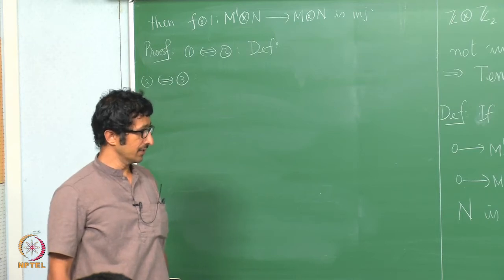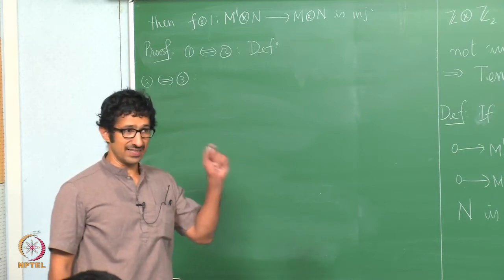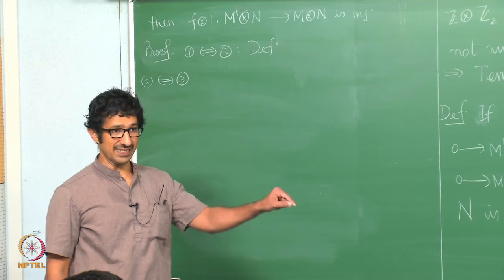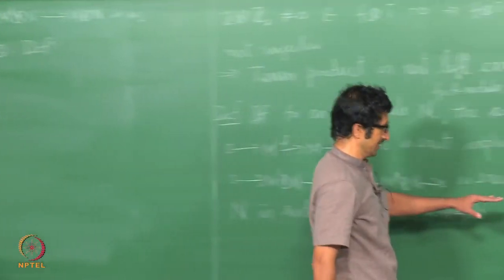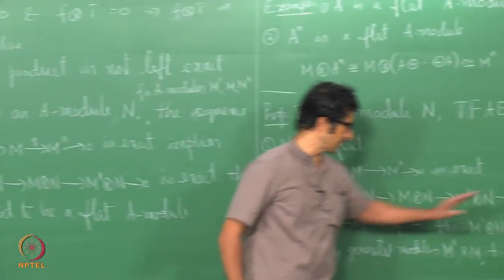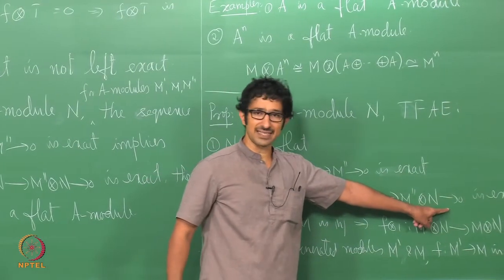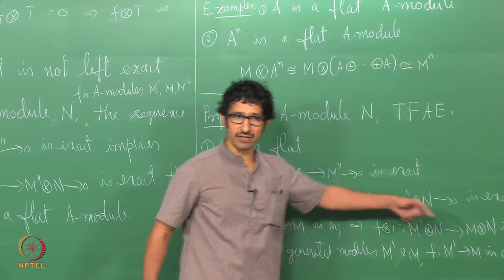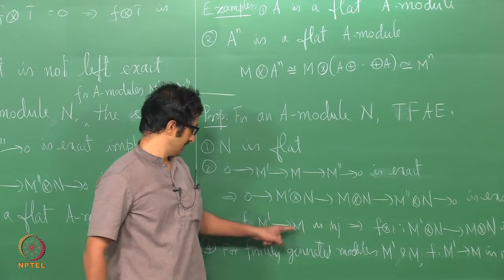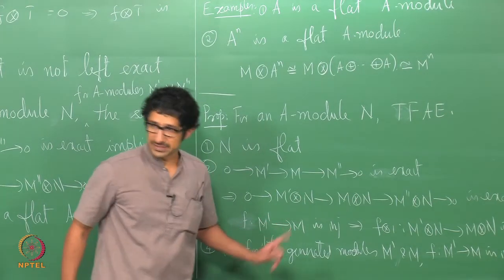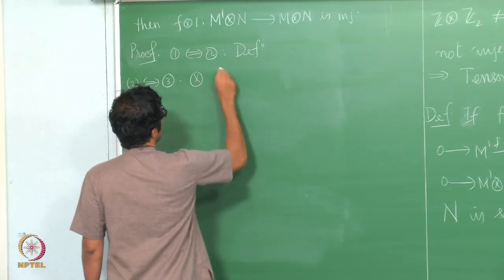We are using that tensor product is right exact. So, given this, if I have a sequence, the right exactness is already given to you. So, you only have to worry about the left exactness. That is what the statement 3 is. So, this is tensor product is right exact.